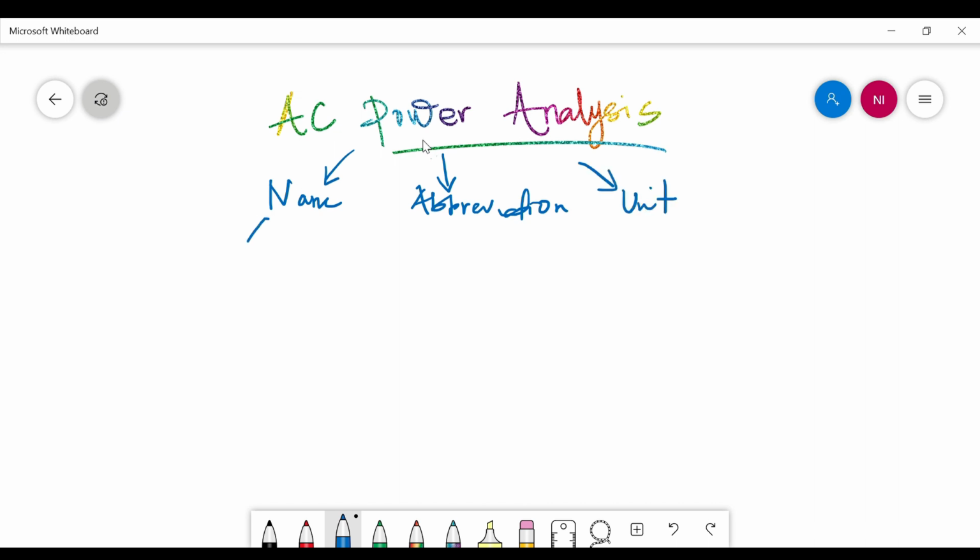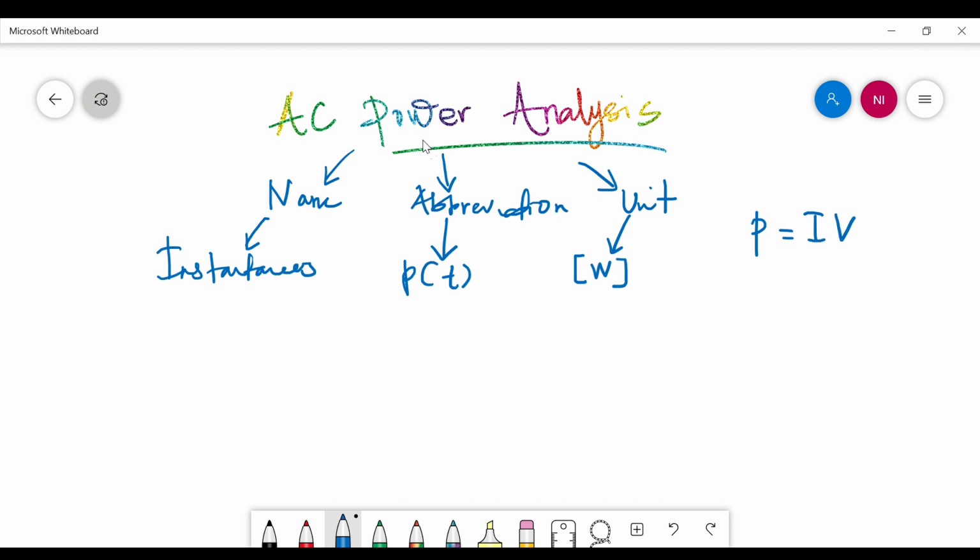Okay, let's start with the first power, instantaneous power. The abbreviation is small letter p(t) and the unit is watt. As we know, the basic formula for power is P equals IV. So p(t) will be equal to instantaneous voltage times instantaneous current.